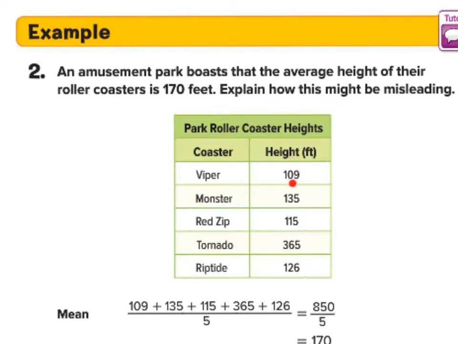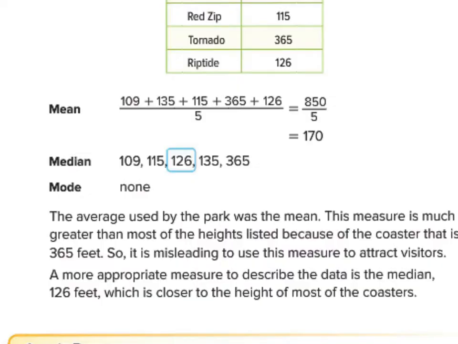But in reality, 4 out of the 5 roller coasters are much smaller than 170. And you know that to find the average, or what we call the mean, you add up all the numbers and divide by the number of numbers. So there's 1, 2, 3, 4, 5. You find the sum. So there's 5 of them. And after you find the sum, you divide it by the number of numbers and you get 170.